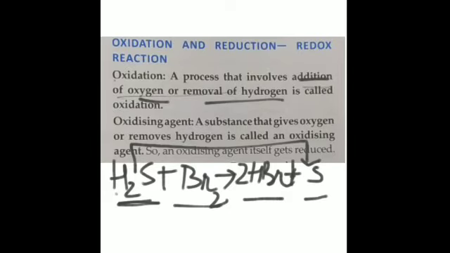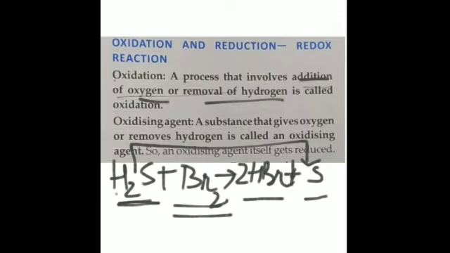So hydrogen is removed from hydrogen sulfide and is changing into sulfur. That means it has been oxidized to sulfur, and hydrogen sulfide is oxidized. Is that clear? And bromine helps in the removal of hydrogen from hydrogen sulfide, thus it is known as the oxidizing agent. Is that clear? Any reaction which involves the addition of oxygen and removal of hydrogen is known as an oxidation reaction. Is it clear?